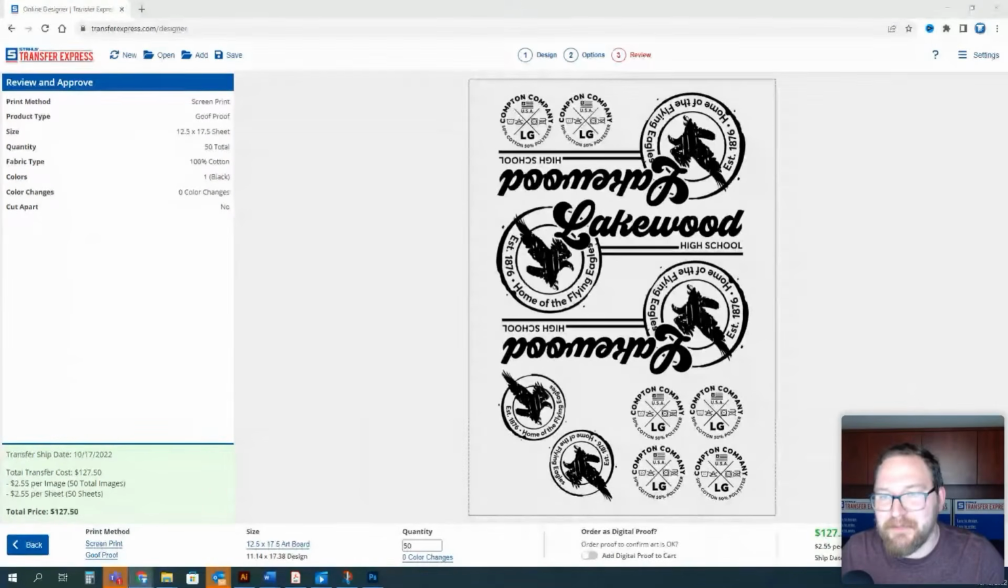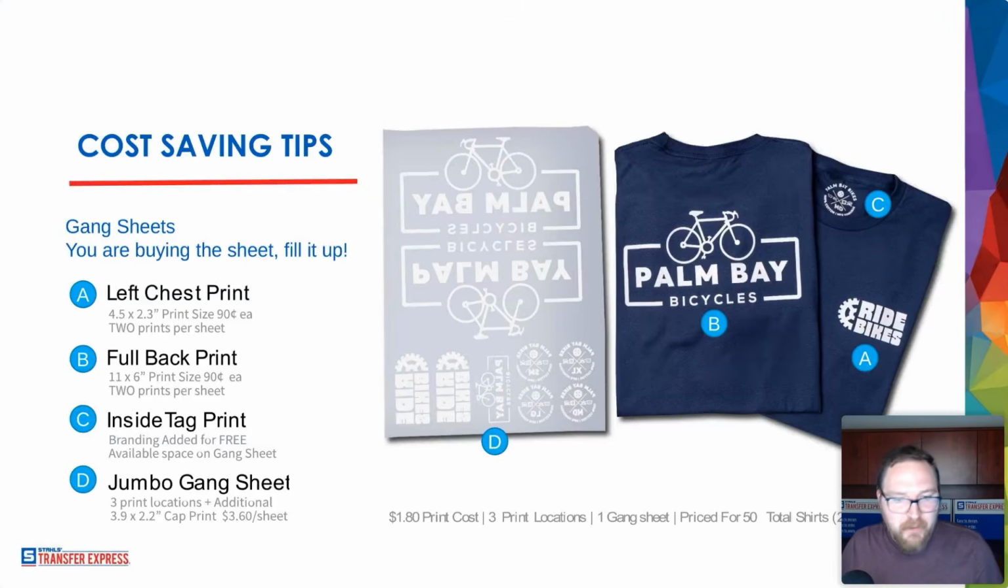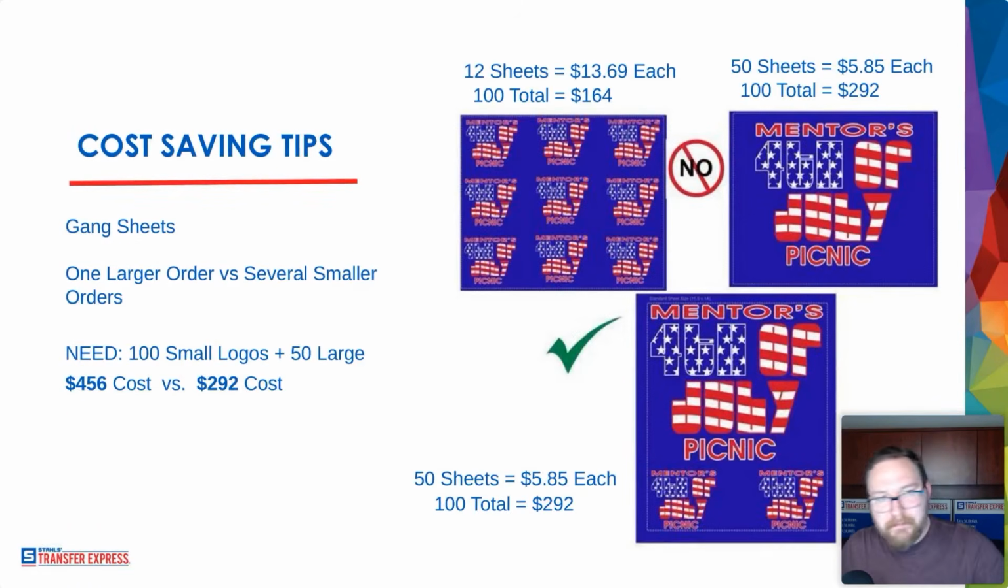I'm going to jump back into these cost saving tips and show you guys some of these hacks, and we'll get this thing all wrapped up right here. So we were on Gang Sheets, showed you those Gang Sheets examples and that live pricing as it was showing us right in the Easy View Online Designer to make that nice and easy. And then cost saving tips here. So this is a big one that we see sometimes, and this is based off of a real world example that we saw happen. So Gang Sheets, one larger order versus several smaller orders.